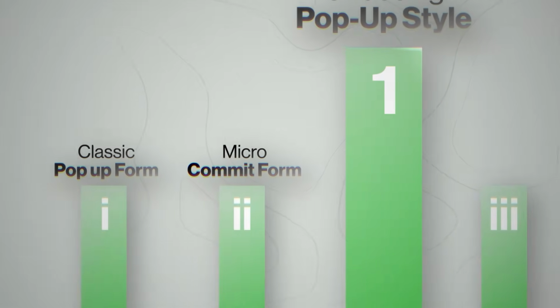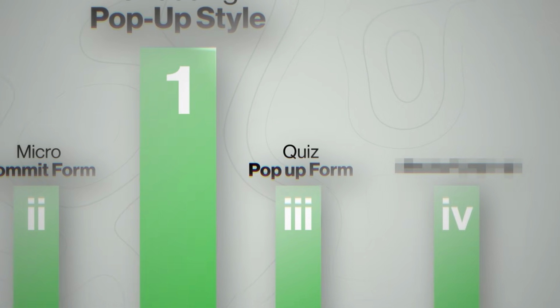But the problem here is you're still not getting any customer data. We're just saying if they're interested in a discount or they're not interested in a discount. But what if we could take this a step further and get customers to tell us why they're actually shopping with us, or about their preferences, or what products they may be interested in? Which brings us to our next form style, which is the quiz pop-up form, which in 2026 is the best performing pop-up form that you can run for your brand.